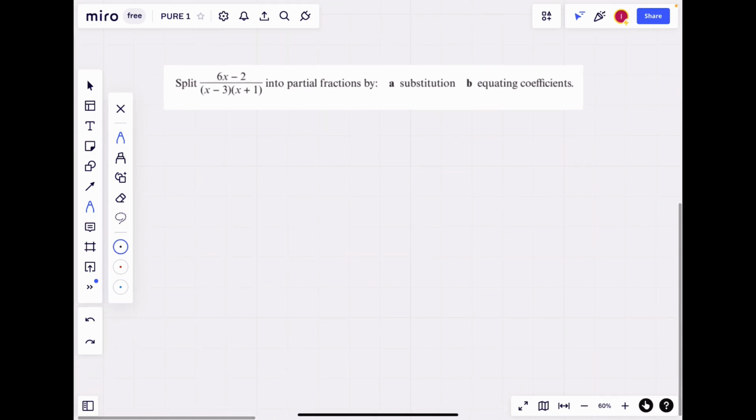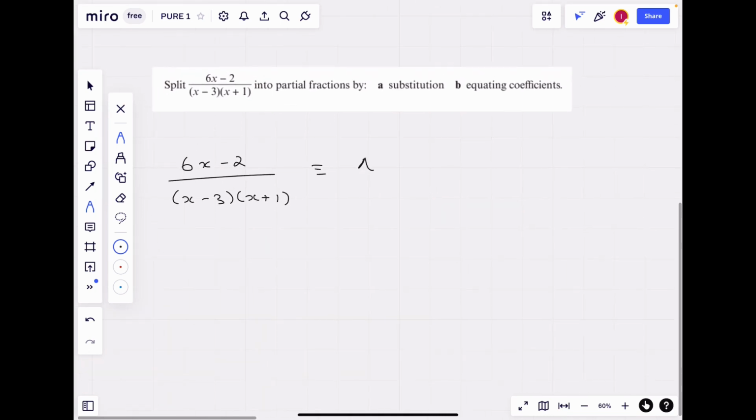So what we're going to do is take our fraction, and then write the equivalent on the right hand side. And notice that I'm using three lines as my equals, because it's going to be applicable to all values of x. So we have a constant, capital A, and then the denominator is the first bracket, like this. And then another constant, capital B, with the second bracket as the denominator, like that.